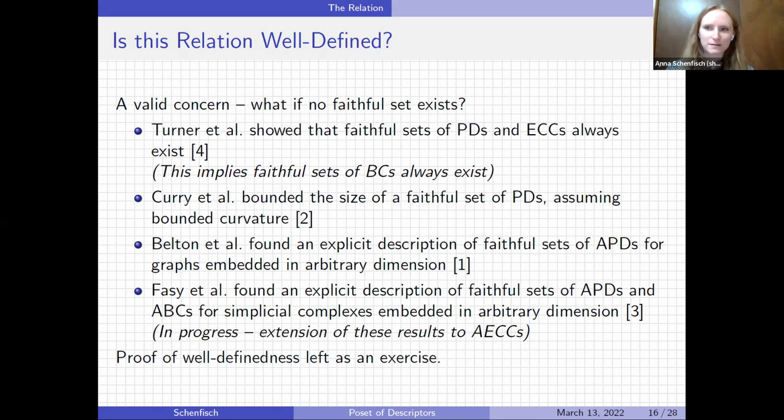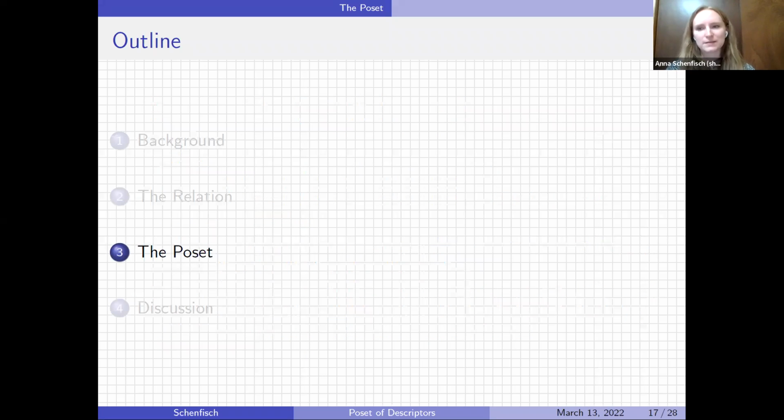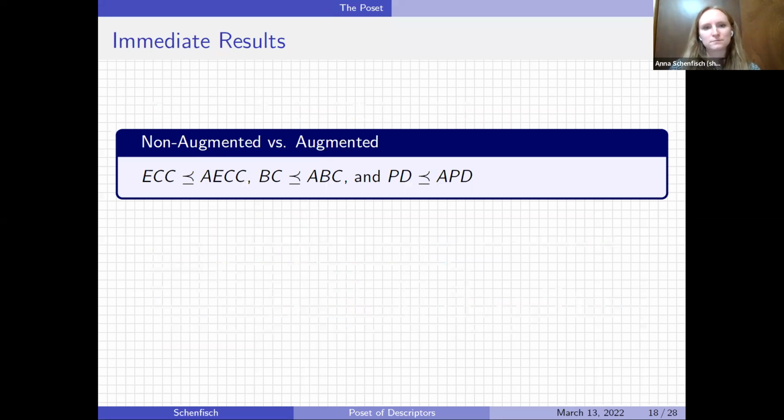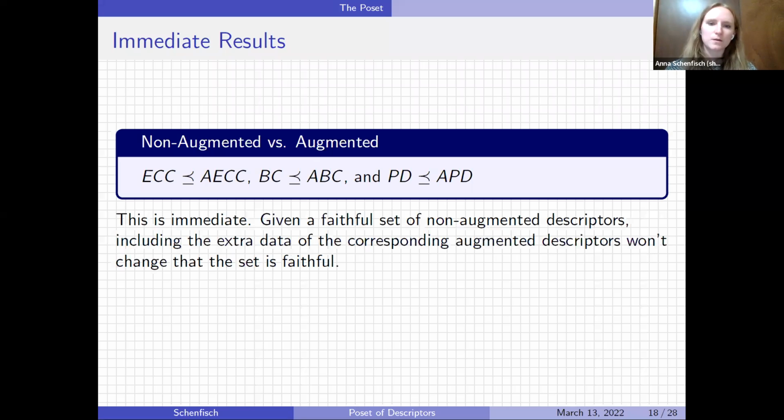Okay, so we have our set, we have a relation. Let's see then if we can begin to order them. So there are a couple of really immediate results. The first is the following. It says that if you have a descriptor type, it's always weaker than its augmented version. And intuitively, that makes quite a lot of sense, right?